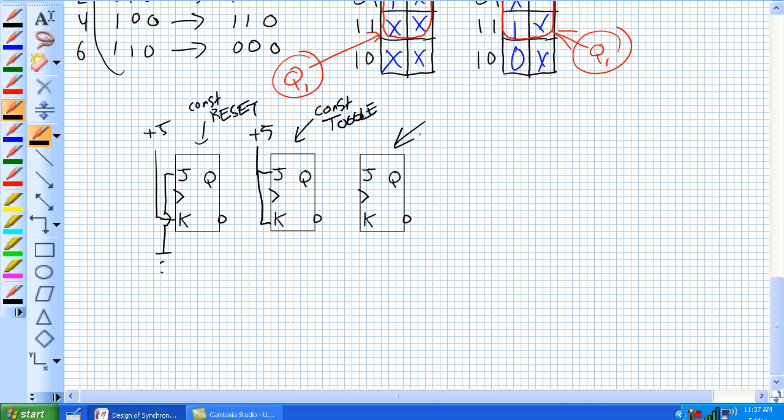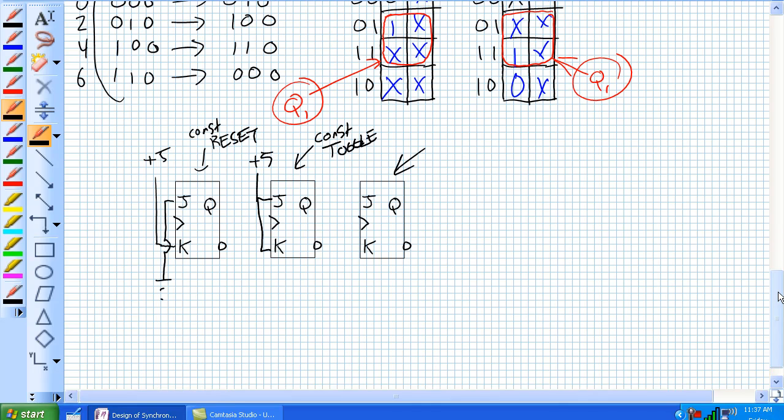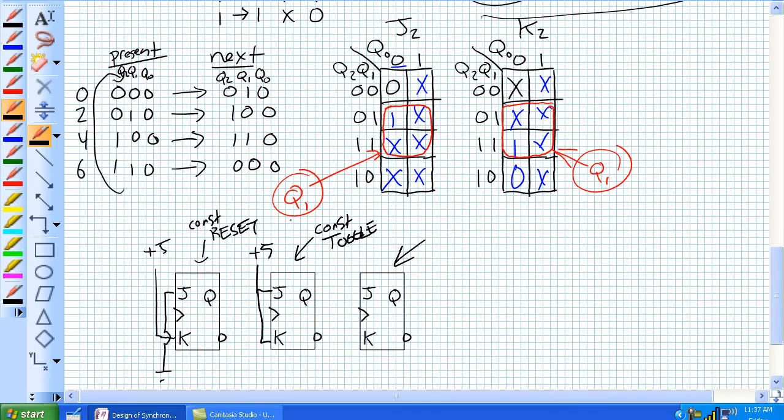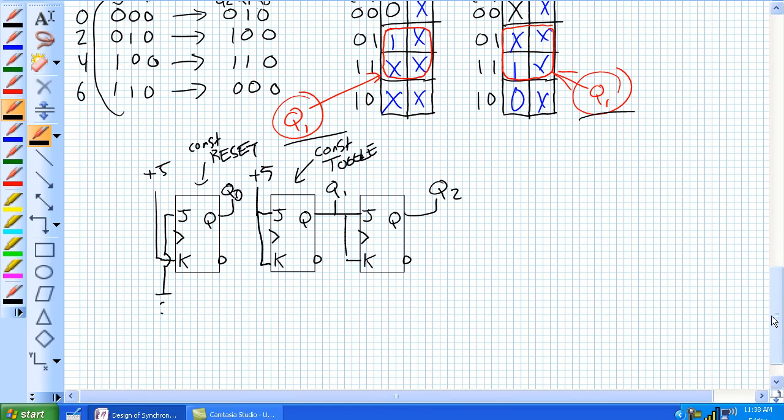Second stage guy, he's constantly toggling. And then this guy right here, our MSB, what are his inputs? Well, its toggle inputs just so happen to be Q1 for the J and Q1 for the K. So that's Q1, Q0, and that's Q2. That is our implementation of it minus our clock.